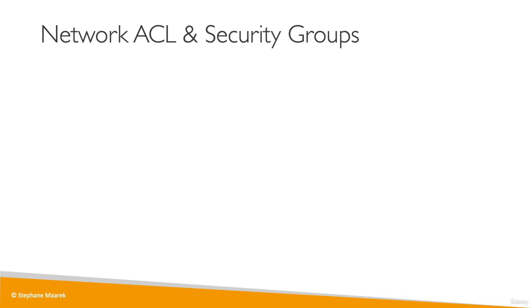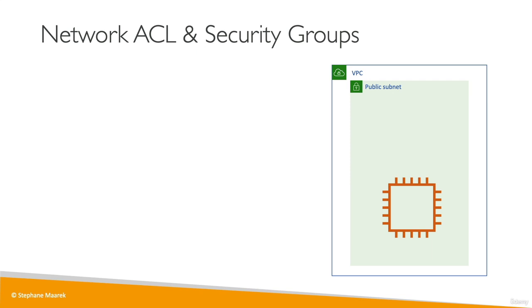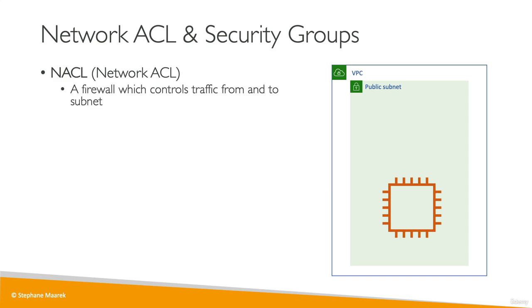Now let's talk about network security within our VPC. So we have network ACLs and security groups. If we look at our VPC and look at a public subnet, we have an EC2 instance. The first line of defense for our EC2 instance is a NACL, or network ACL, which is a firewall that is controlling traffic from and to the subnet.